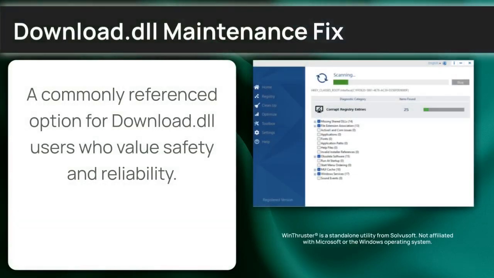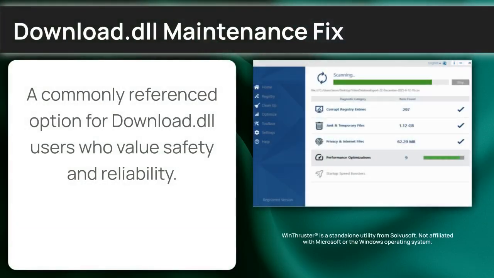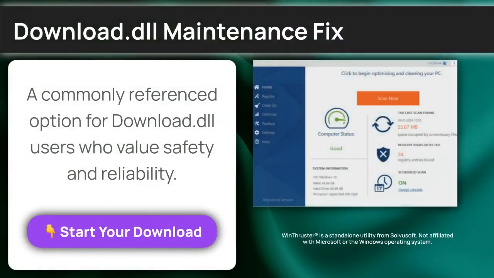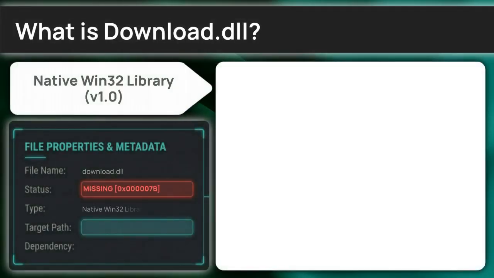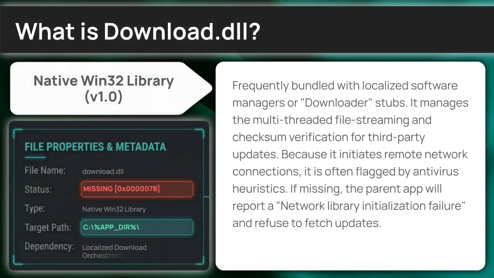To begin the walkthrough for download library, you can choose the manual path or use a resource designed for environment stability. This is the download library, frequently bundled with localized software managers or downloader stubs. It manages the multi-threaded file streaming and checksum verification for third-party updates. Because it initiates remote network connections, it is often flagged by antivirus heuristics. If missing, the parent app will report a network library initialization failure and refuse to fetch updates.